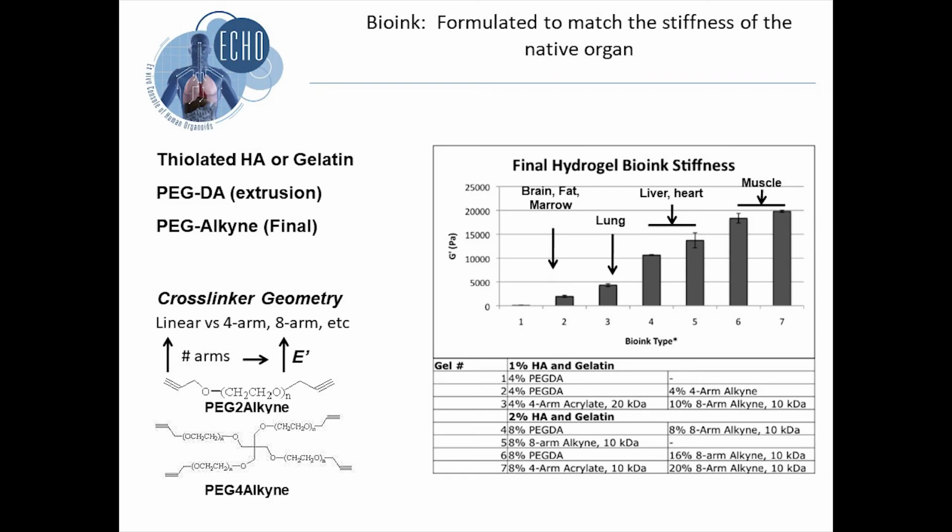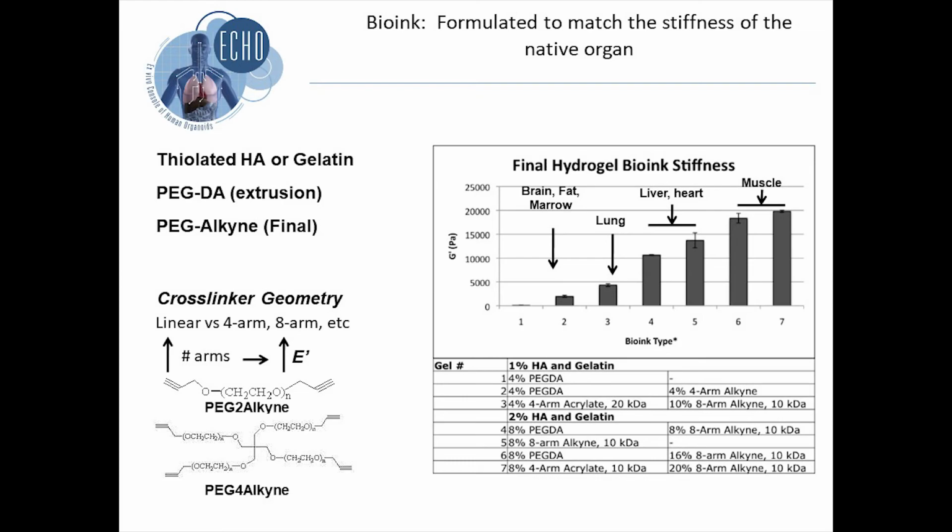And Josh alluded to this a little bit. This is a system, once again, developed by Alex Skardal at our institute. He's come up with a system for setting the stiffness of the hydrogel both before printing and after printing. So he uses a thiolated hyaluronic acid or gelatin, and then he uses 2 types of cross-linkers. He uses a polyethylene glycol diacrylate and also polyethylene glycol that's decorated with alkenes. And the PEG-DA acts as a cross-linker for the thiolated hyaluronic acid or gelatin.